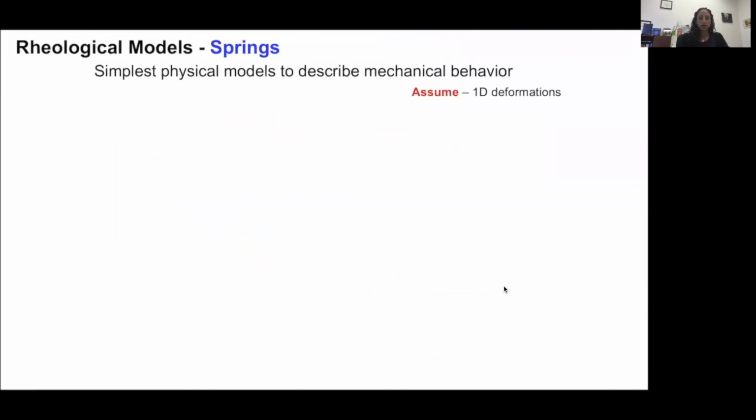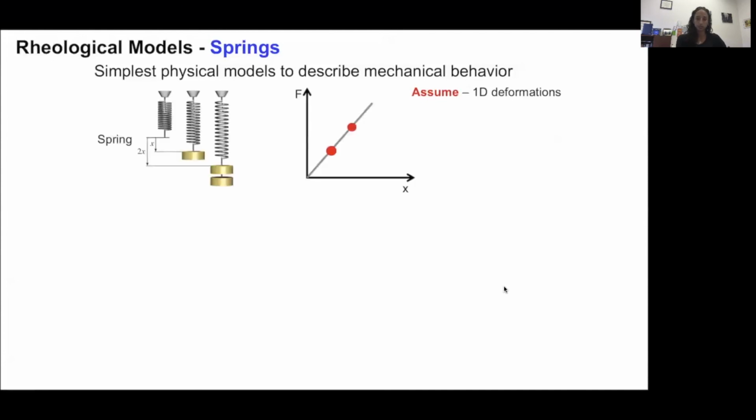So in our rheological models, essentially what we're going to be talking about is how we can combine these physical models, these springs and these dashpots, to create models that describe the time-dependent behavior. In all of these models, we're assuming one-dimensional deformations. This is very important because we know that our materials have complex stresses involved with them and that they experience 3D deformations during loading. But we'll deal with that at a later point.